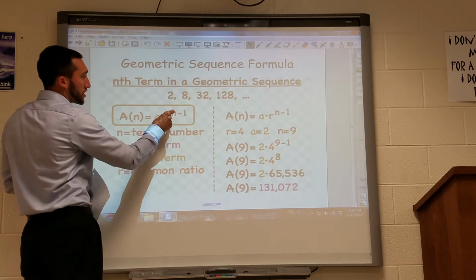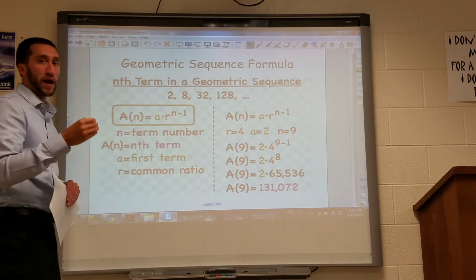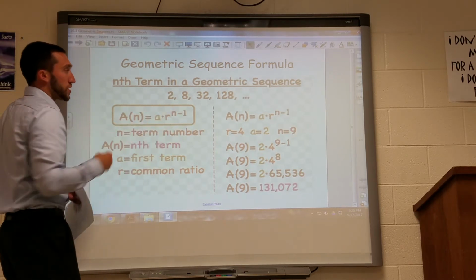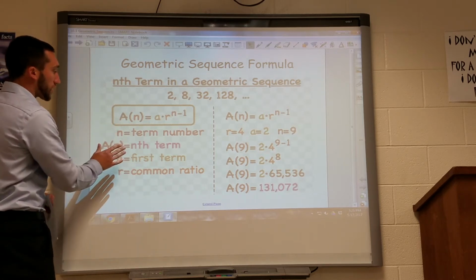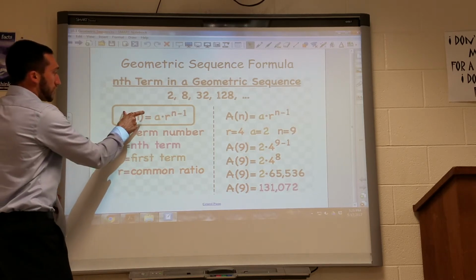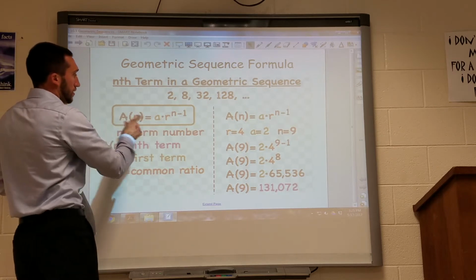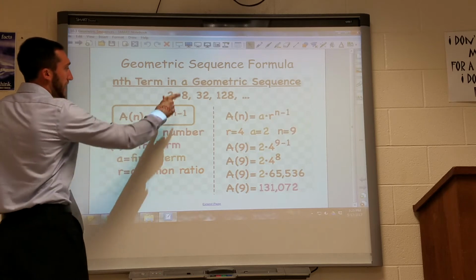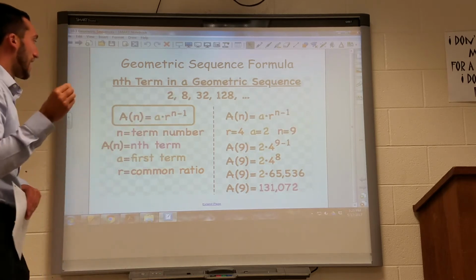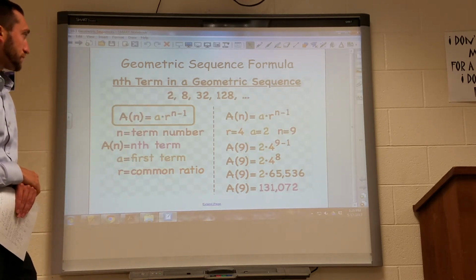And then you take that ratio and you raise it to n minus 1, n of course being the term you're looking for. So there are similarities to the arithmetic sequence: the general term, the first term, the ratio that we're multiplying each term by, and then to the nth term minus 1.